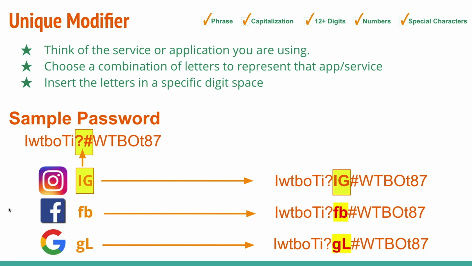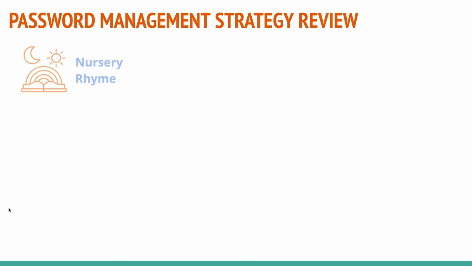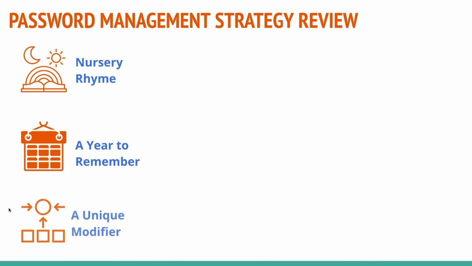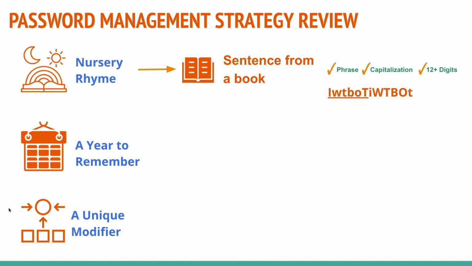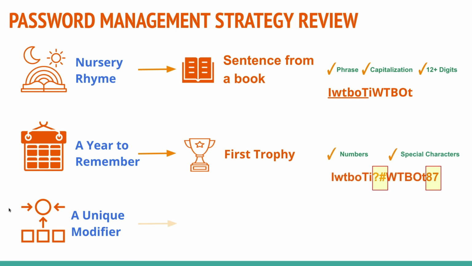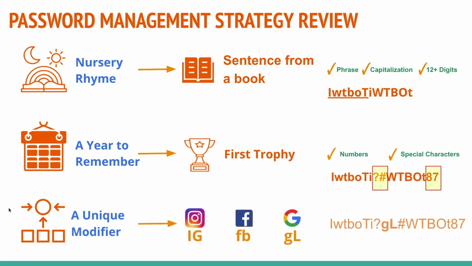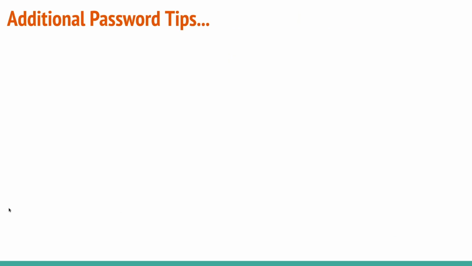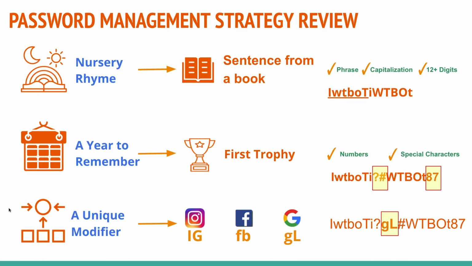Working through and combining the nursery rhyme, a year to remember, and a unique modifier strategies, I used an abbreviated sentence from a book to include a phrase and varied the capitalization with 12 digits. I thought of a year that I earned my first trophy while adding some special characters. Finally, I created a pattern to make each password unique and different for different digital accounts. And now I have a repeatable pattern of digits that is relatively easy to remember and can be used for my own personal password management system.